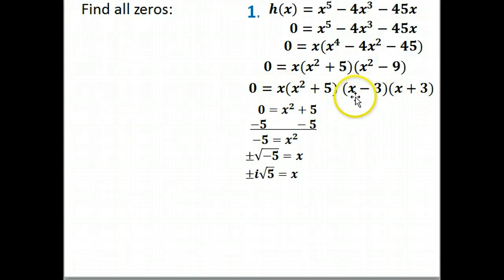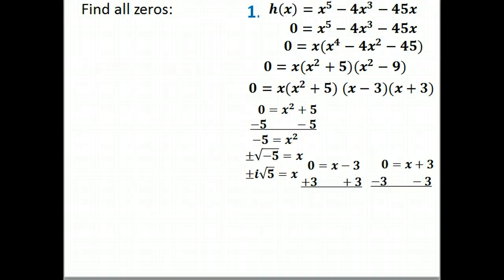So now I've got an x minus 3 and an x plus 3. I'm going to set both of these two equations up equal to 0. There's my x minus 3 and my x plus 3. Okay, now I'm just going to solve both of them. I'm going to move the 3's over on each side. This one was a minus 3, so I add 3 to both sides. This one was a plus 3, so I'm going to subtract 3 from both sides. Okay, that gives me an answer of x equals positive 3 and x equals negative 3. So now I've got 4 of my 5 answers.